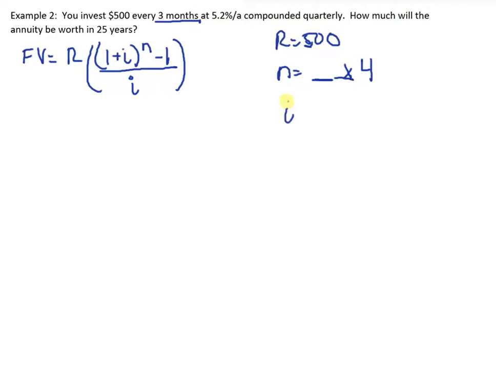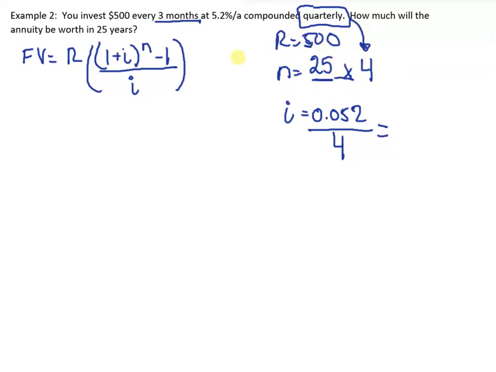Okay, and the interest rate is going to be 0.052, but that's compounded quarterly. Again, this quarterly aligns with this. So we're always going to take the interest and divide it by the number of times a year, and we're going to take the number of years and multiply by, again, the number of times a year. So you're always going to multiply 1 and divide 1.